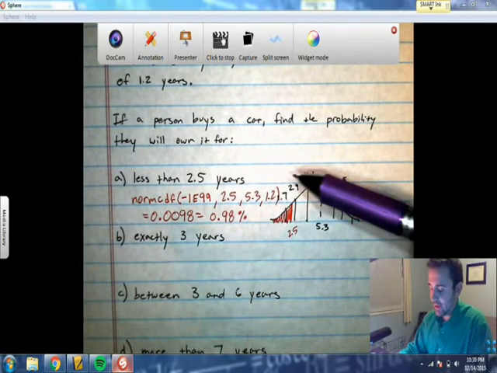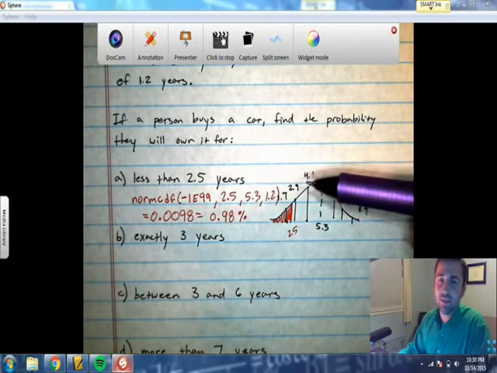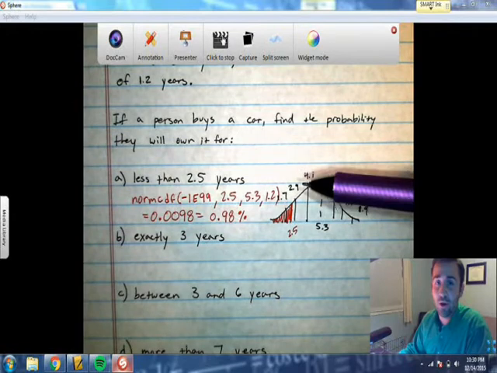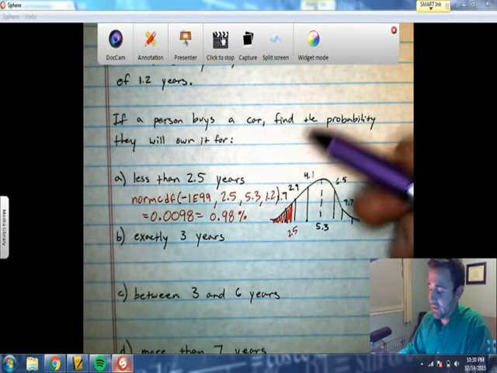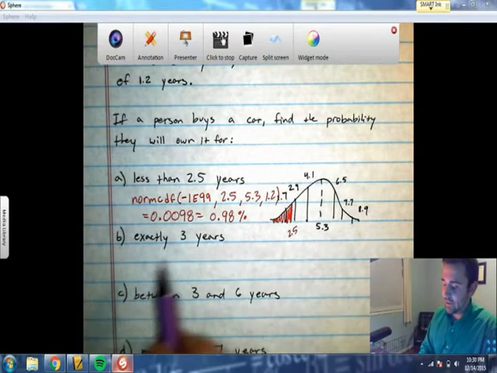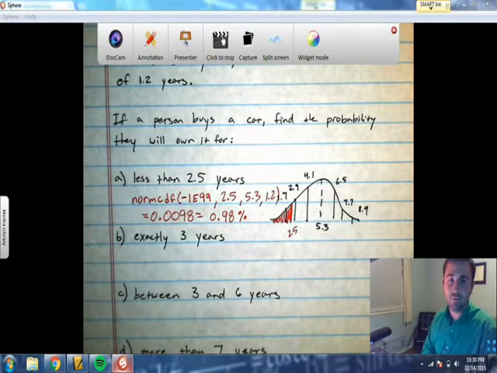And so what this tells me is the probability that an American who buys a car will own it for less than 2.5 years is 0.98%. So now let's find exactly 3 years, the probability of them owning a car for exactly 3 years.